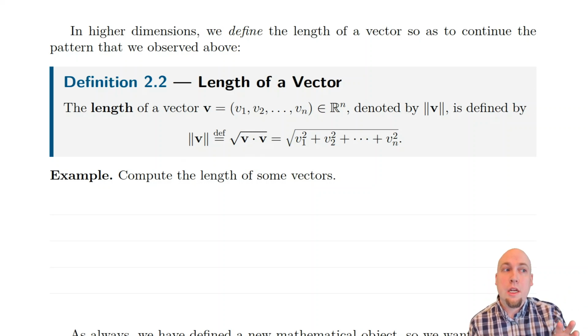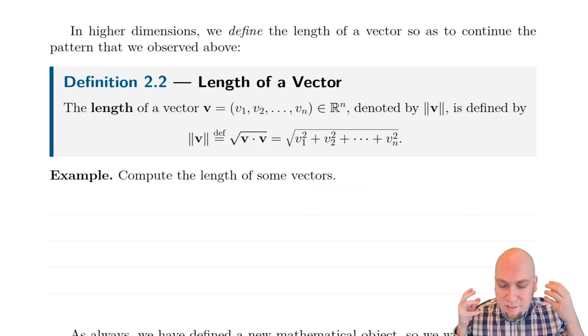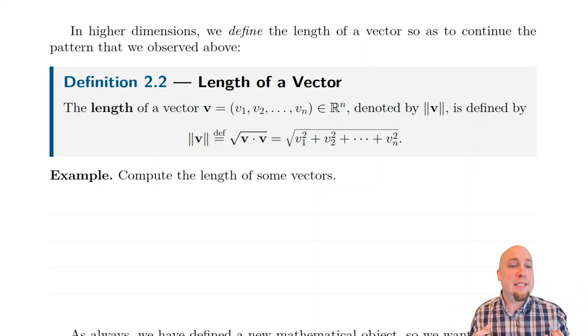In 2 and 3 dimensions, we showed that this formula is true and agrees with our intuition for what the length of a vector is. And now we're just defining it to be true in 4 and higher dimensions, because we don't have an intrinsic understanding of what the length of a vector means in those cases. So this is our definition in those cases.